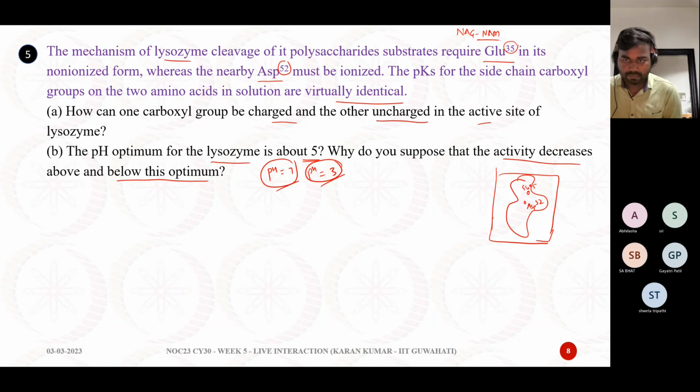Any idea? Both aspartic acid and glutamic acid are carboxylic acid containing groups, right? Yes, acidic amino acids, right? So the answer here, let me give you the answer for B first, because you have already attempted this.